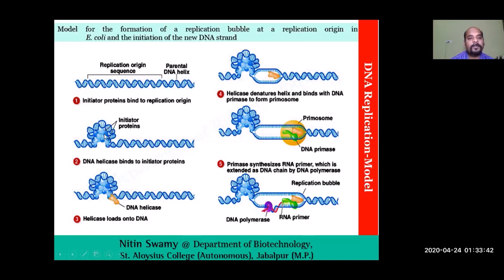Prior to this, in the initiator proteins we also have DNA gyrase, a class of enzyme called topoisomerase. After that, DNA helicase loads onto DNA, denatures the helix and binds with the DNA primase to form the primosome. Then the primase creates a small RNA primer, and the entire assembly is done. This portion is called the replication bubble.